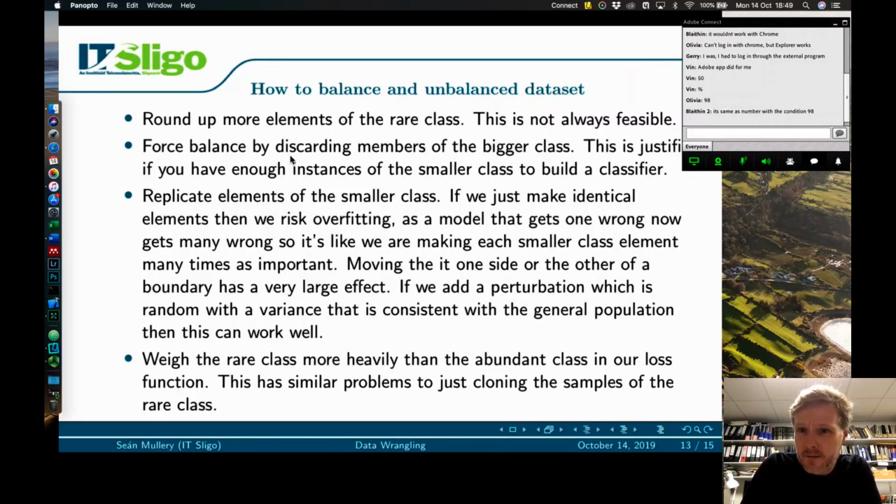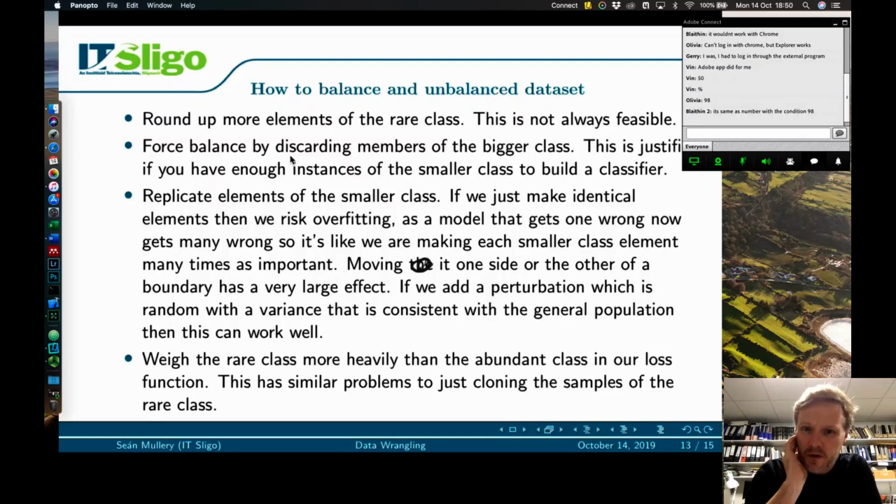So we can replicate elements where somebody has the condition in this particular case by doubling or tripling or quadrupling, or whatever we do, maybe making 10 times as many of them. If we just make identical elements, then we risk overfitting in this particular case, because a model that gets one wrong now gets many wrong. For every one that it gets wrong, if you've got 10 copies of that, it's going to get 10 of them wrong. So it's like making each smaller class element many times as important as it was. Moving that sample from one side to the other of a decision boundary has a large effect.